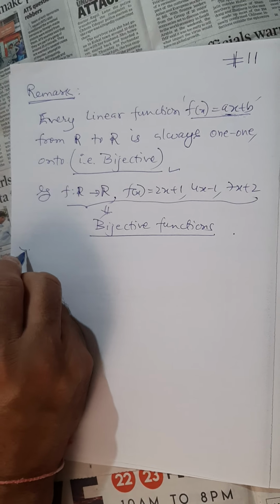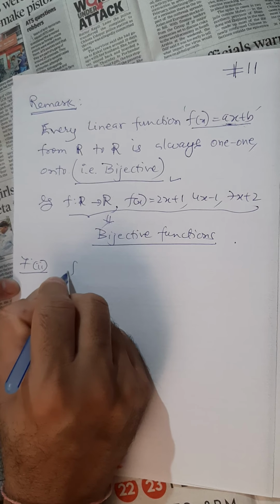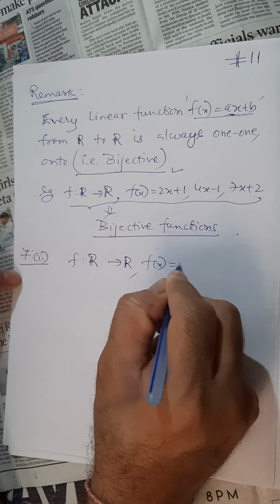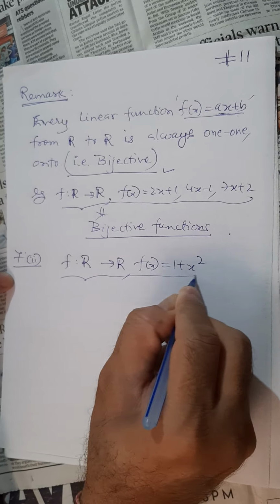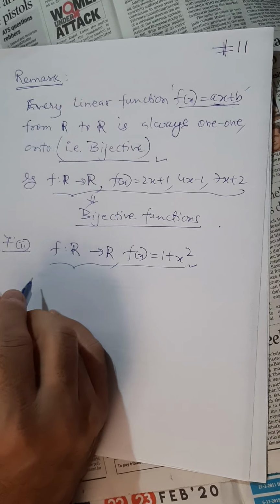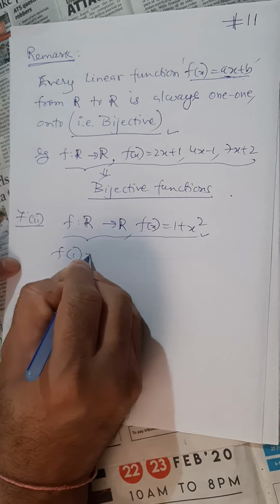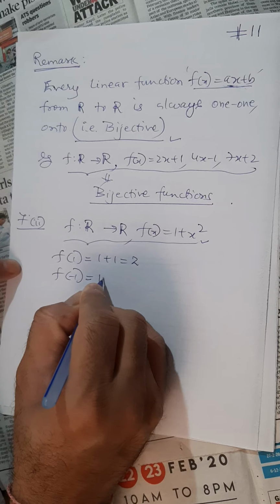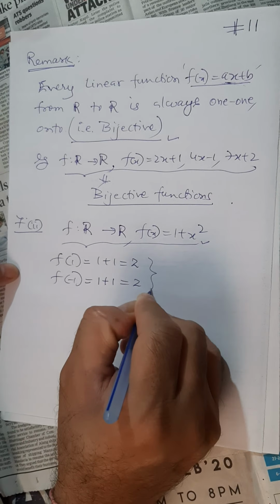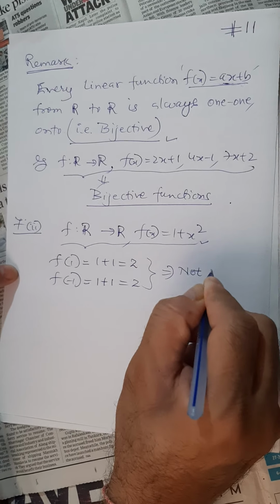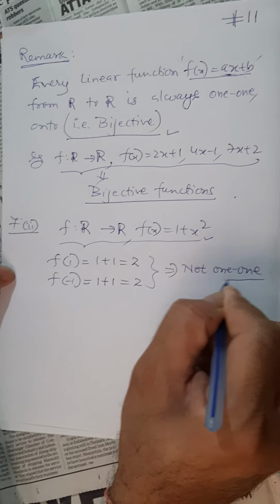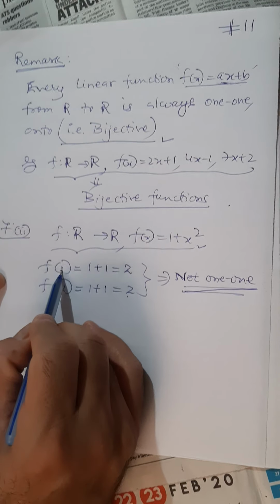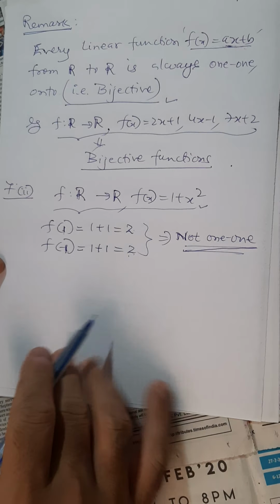Now I'll go to the 7th question, second one. f from R to R, real numbers to real numbers, f(x) equals 1 plus x squared. This is a quadratic function. So here one thing is quite obvious. If I write f of 1, it is 1 plus 1, which is 2. If I write f of minus 1, it is 1 plus 1, again 2. So what is the conclusion from this? Not 1-1. That's quite obvious from this. Even if I take 2 and minus 2, it will be 5 and 5. So two different members are having the same image, so not 1-1.